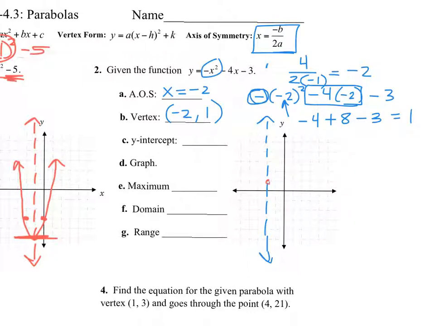Plot that. Negative 2, 1 is right here. Is this going to open up or down? Down. Why? Because it's a negative x. Because it's the negative out in front of the x squared, okay? Your y-intercept is what? Negative 3. 0, negative 3. Your y-intercept in standard form is your c value.